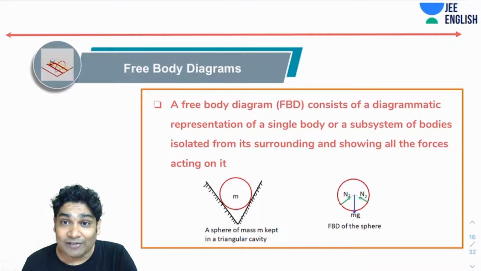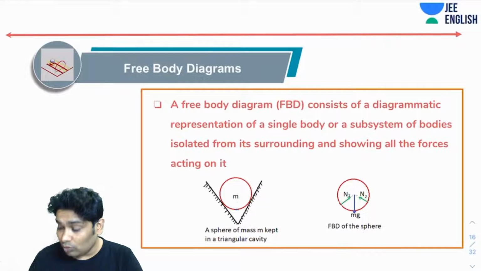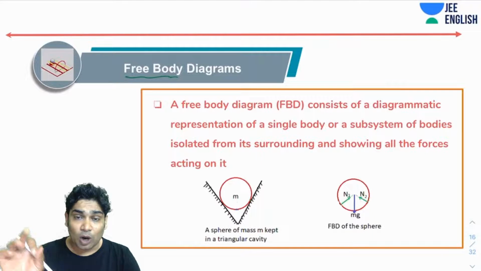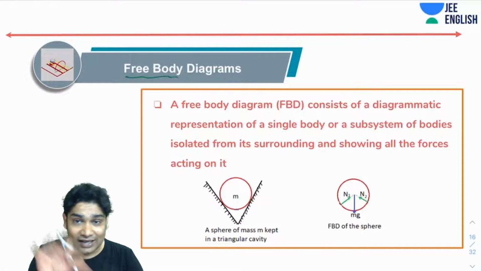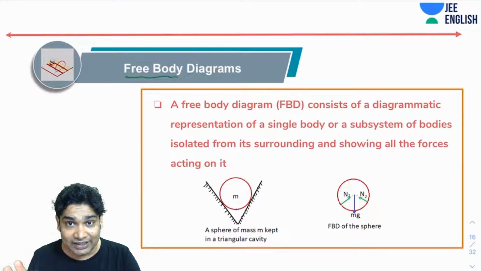Okay, so coming back to FBDs. An FBD or free body diagram is nothing but a diagrammatic representation of a single body or a subsystem of bodies isolated from its surroundings, showing all the forces acting on it. So what essentially is a free body? A free body is something which is not in contact with anything. Alright, that is what I mean when I say free body. A free body is something which is not connected to anything, which is not touching anything.